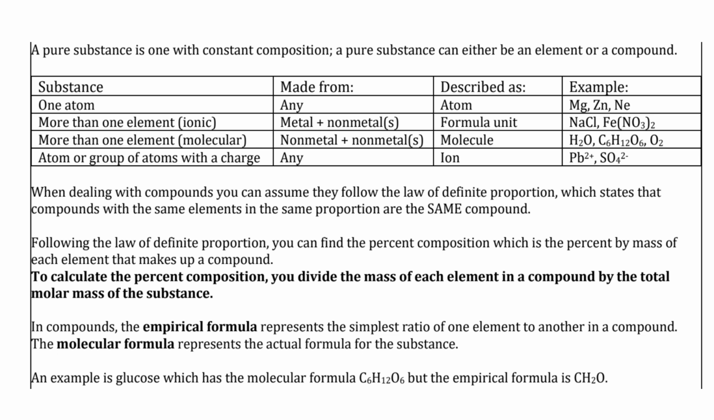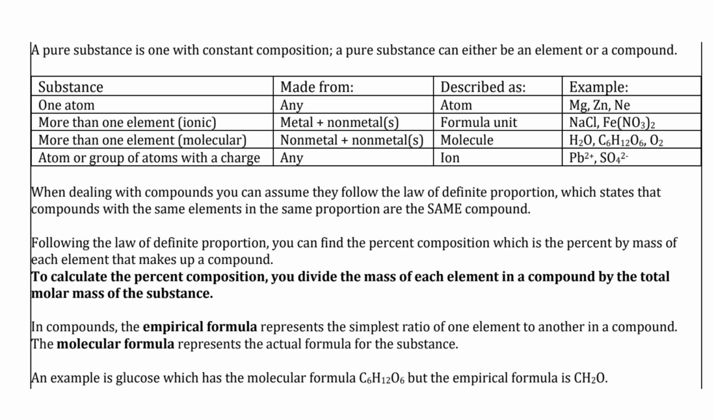A pure substance is one with constant composition. A pure substance can either be an element or a compound. So you can have the substance being one atom, which can be made from anything and is described as an atom, such as magnesium, zinc, neon. It can have more than one element, so it's ionic if it's metal and nonmetal, and it is described as formula units. More than one element if it's molecular, so two nonmetals, it's called a molecule. An atom or group of atoms with a charge is described as an ion.